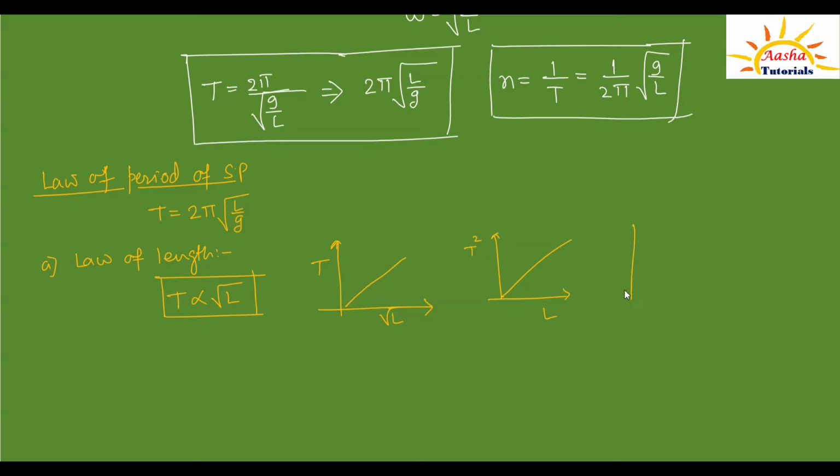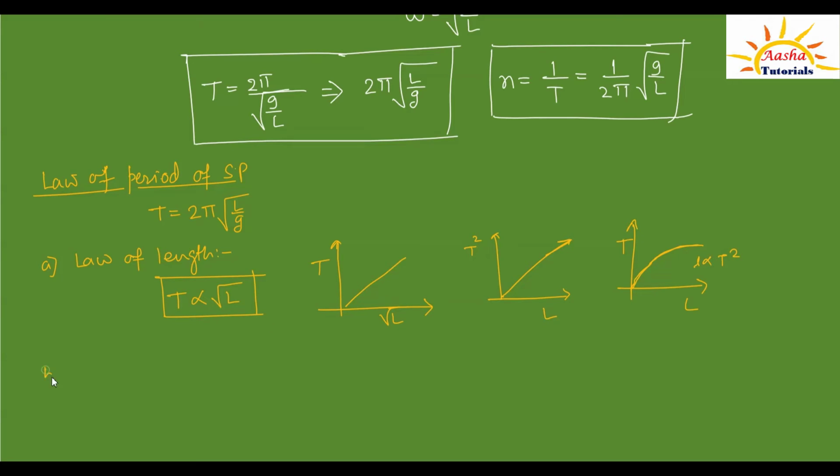But suppose the graph given is of T versus L. The relation between T and L is not like that; T is directly proportional to root of L. But if we are asked to draw a graph of T versus L, it will be something like this, because L is directly proportional to T square. So the graph of T versus L will have a curve shape, while in the other two cases it is a straight line. So we have to understand this graph as well.